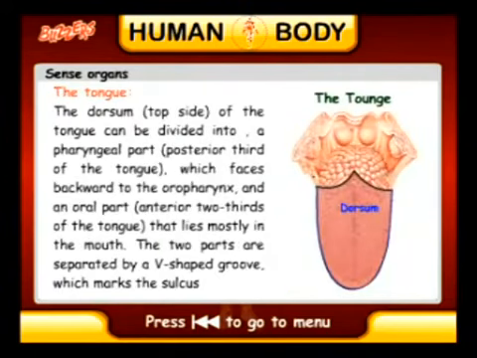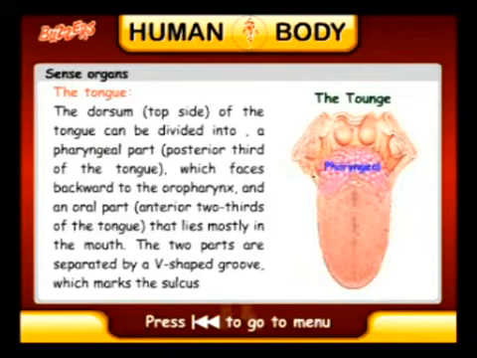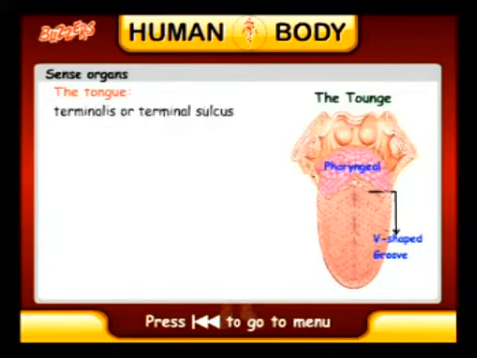The dorsum, top side of the tongue, can be divided into 2 parts. A pharyngeal part, posterior third of the tongue, which faces backward to the oropharynx, and an oral part, anterior 2/3 of the tongue, that lies mostly in the mouth. The 2 parts are separated by a V-shaped groove, which marks the sulcus terminalis, or terminal sulcus.